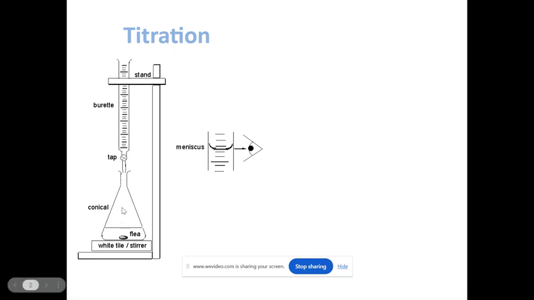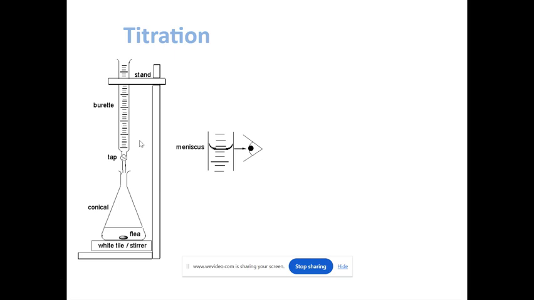Okay, so a conical Erlenmeyer flask, and then what you see here, this tube that has the graduated indicators on that show volume, that's called the burette. You'll have that too. So you'll have the burette, you'll have the conical Erlenmeyer flask, and then you will have the stand. The stand is there to hold the burette.